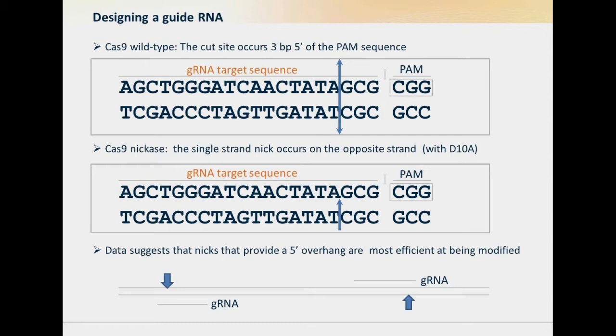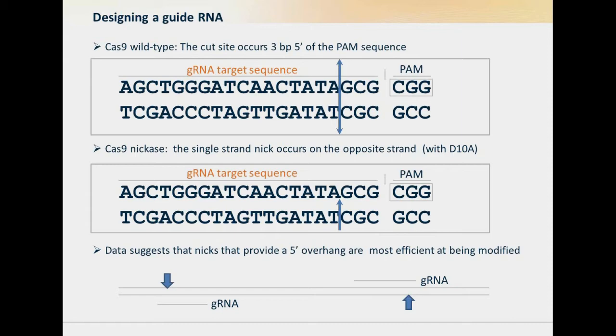So here's just a little bit more information about designing a guide when you're looking at the wild type versus the nickase. As I mentioned before, when you're using the wild type, you're going to get a double-strand break that's going to occur 3 base pairs upstream of the PAM site. When you use the nickase, you get this single-stranded nick, but you need to also be aware that if you're using the D10A mutant, at least, this nick is going to come on the opposite strand from your guide design. So you have to keep that in mind.